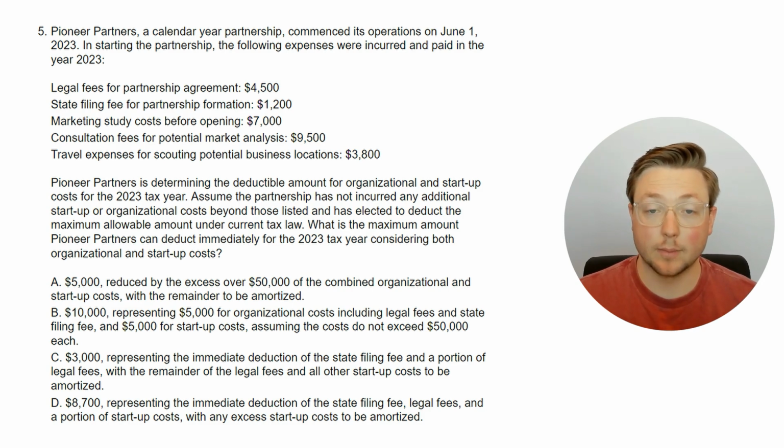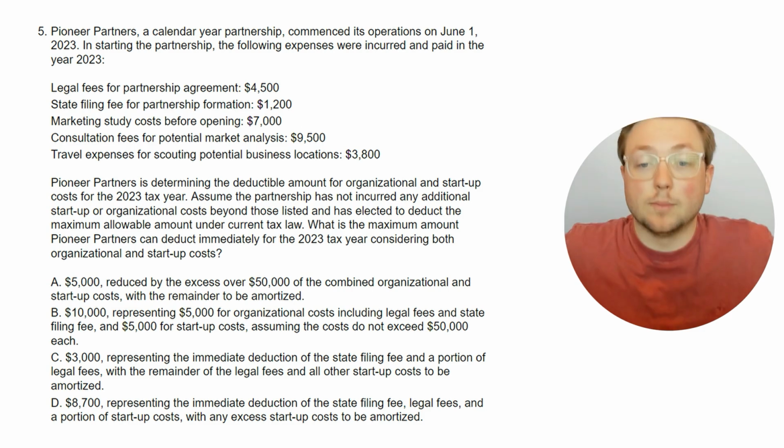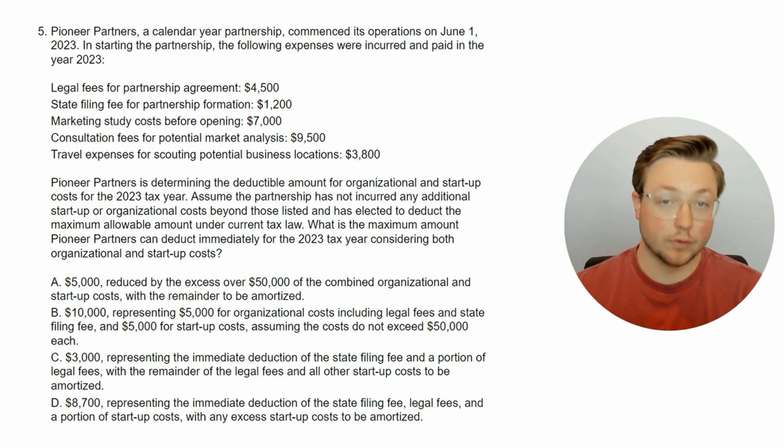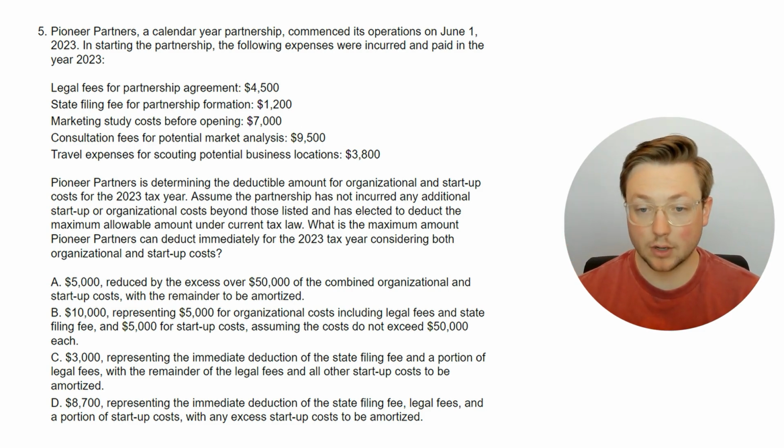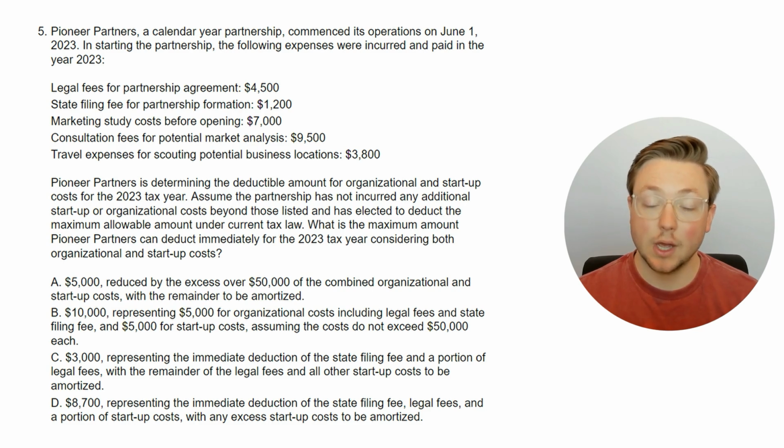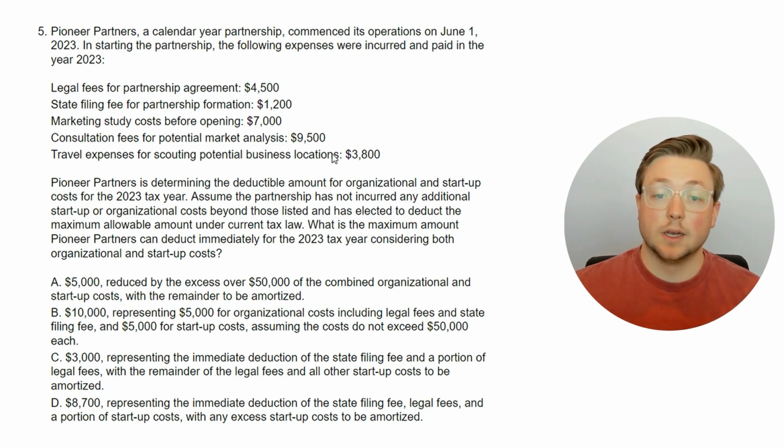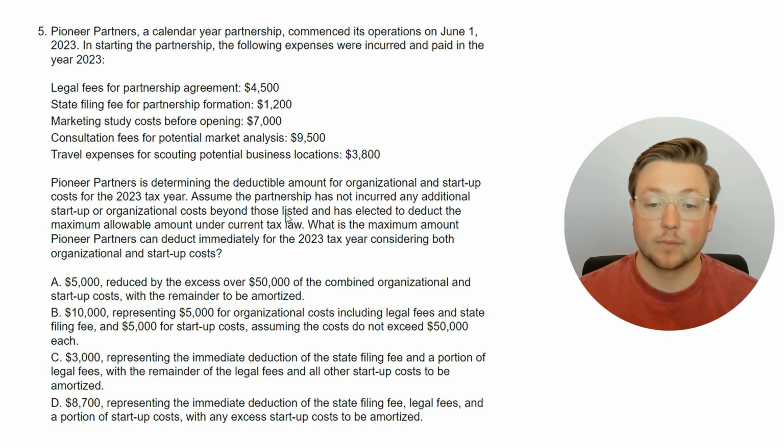So we already learned that from before. They want to deduct the maximum of $5,000 for startup costs and $5,000 for organizational costs. What is the maximum amount Pioneer Partners can deduct immediately for the 2023 tax year, considering both organizational and startup costs? So we're already 5 questions in. Let's think about this maybe before we go to the answer. So from what we've seen before, legal fees and state filing are probably going to be organizational costs.